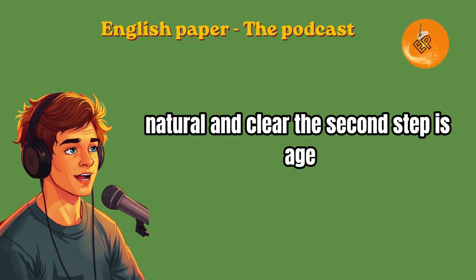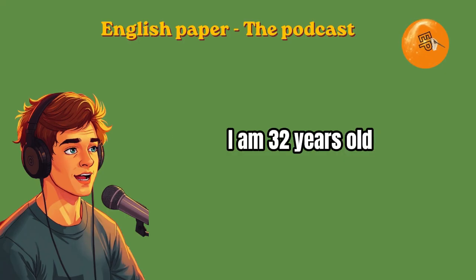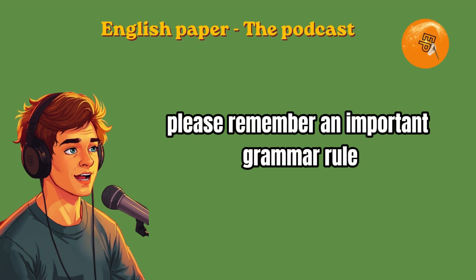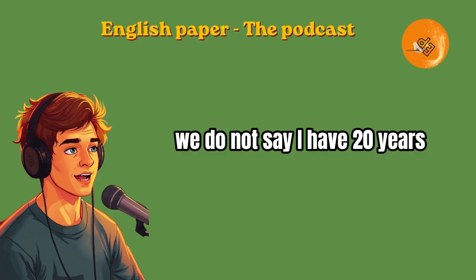The second step is age. You can say, "I am 20 years old." "I am 32 years old." Please remember an important grammar rule. In English, we say, "I am 20 years old." We do not say, "I have 20 years."